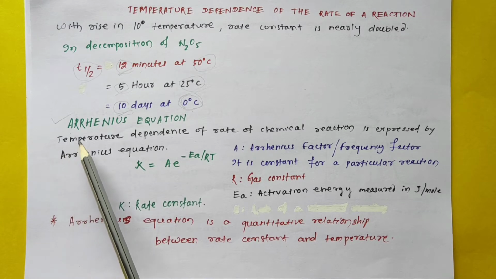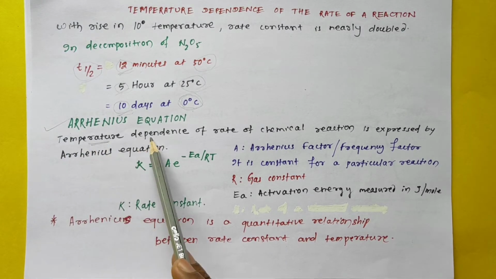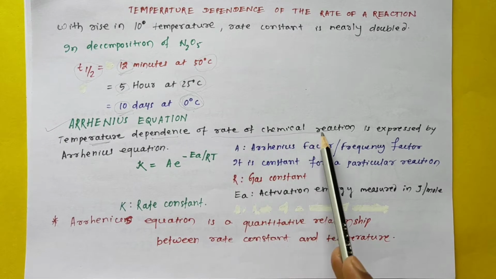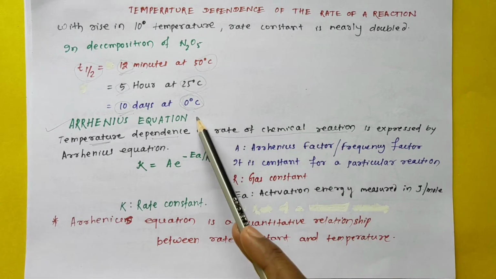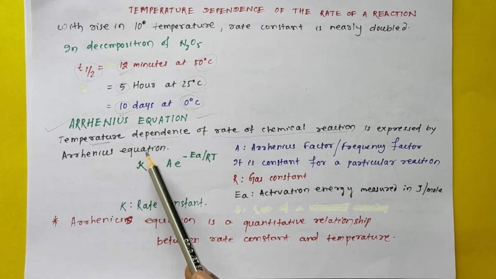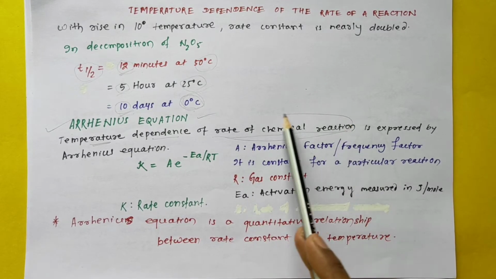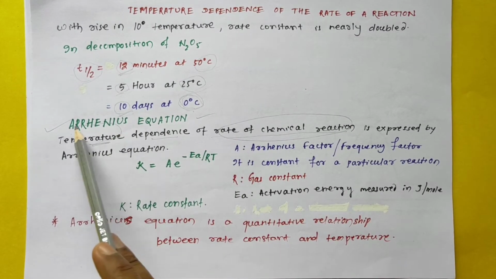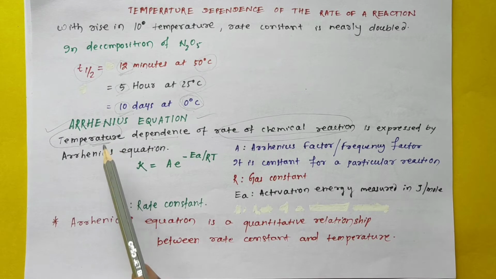So what is Arrhenius equation? The temperature dependence of a rate of a chemical reaction is explained by Arrhenius equation. That means how rate of a chemical reaction is affected by temperature. So let's see the Arrhenius equation.